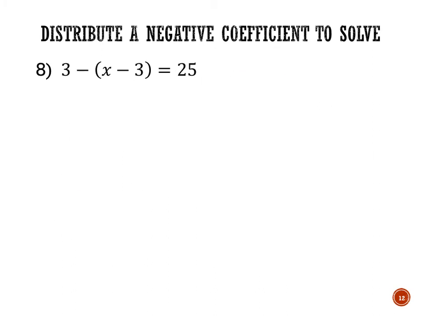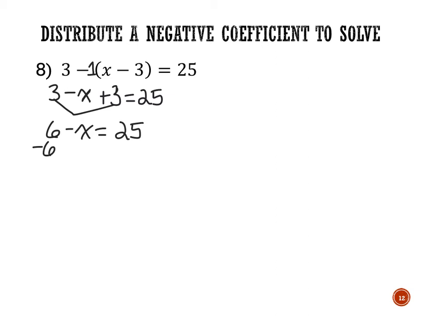Number 8, 3 minus (x minus 3) equals 25. We're going to distribute a negative coefficient to solve. So in front of my parentheses, we're going to put a 1 here, okay? Because we have an imaginary 1 after our minus sign. So it'd be negative 1 times x, so it'd be negative x, negative 1 times negative 3 gives me a positive 3 equals 25. So combine like terms, I got 3 plus 3, which is 6, minus x equals 25.